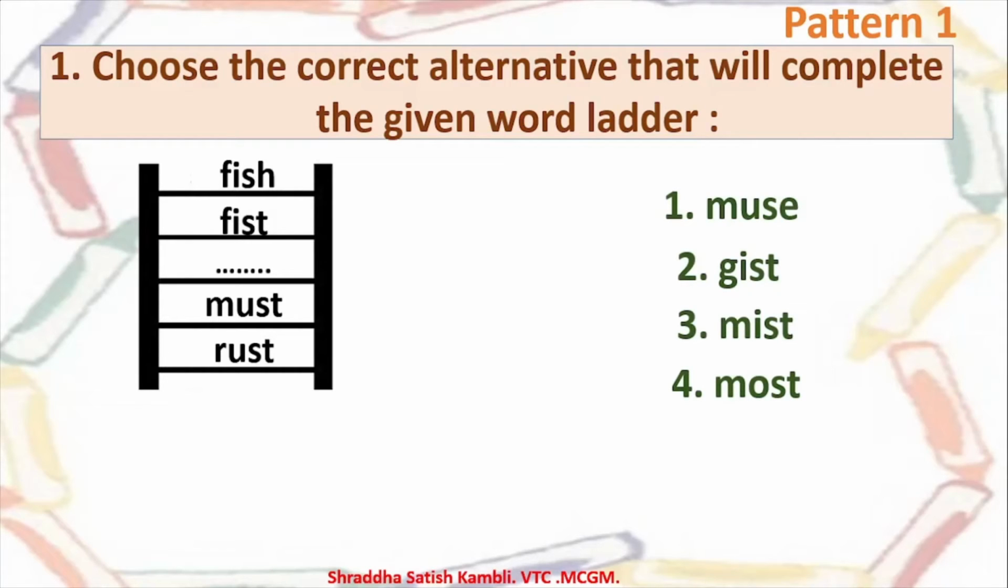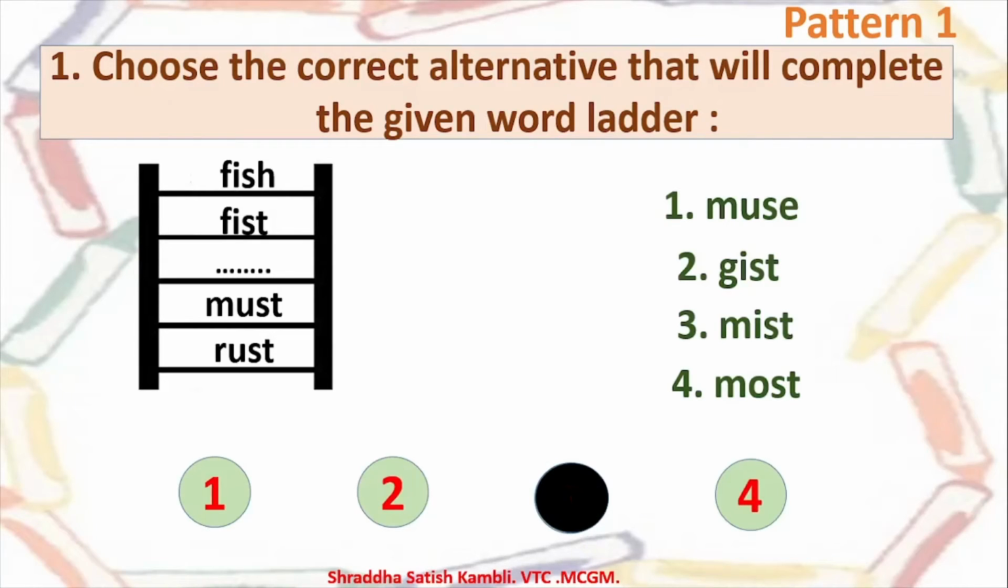So is it muse? Is it gist? Is it mist? Or is it most? So which do you think will be the correct word which will fit into that blank? Let's see which the correct option will be. Will it be M-U-S-E muse, G-I-S-T gist, M-I-S-T mist or M-O-S-T most? So what will be the right answer?